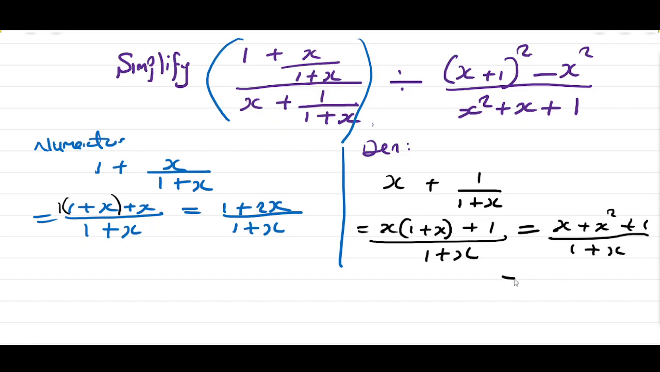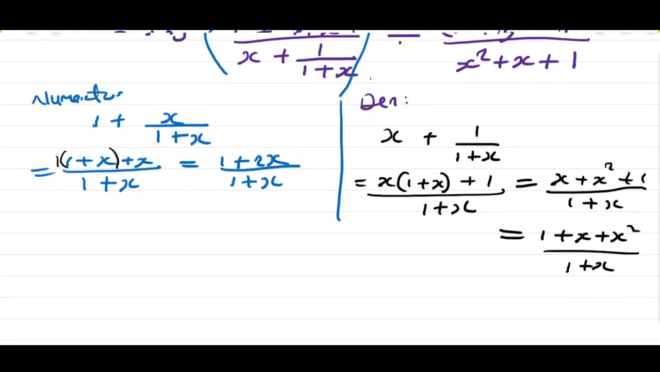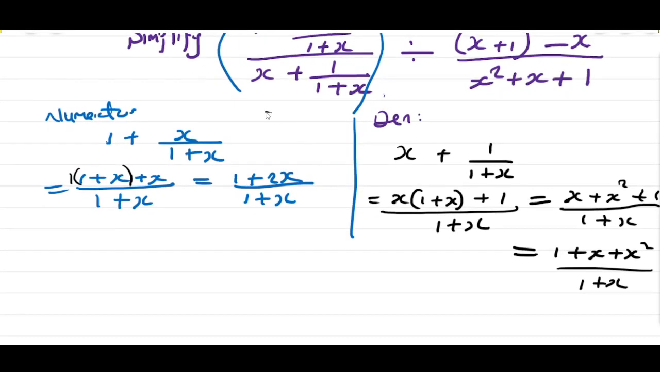Or we can write this as 1 plus x plus x squared all divided by 1 plus x. In maths, it's always neat if the powers are either in ascending or descending order, like x to the 0, x to the 1, x to the second power. So this is this part here. We have done this part here.